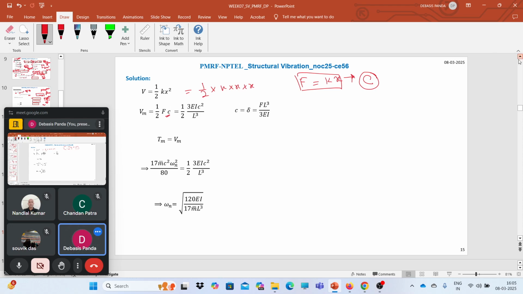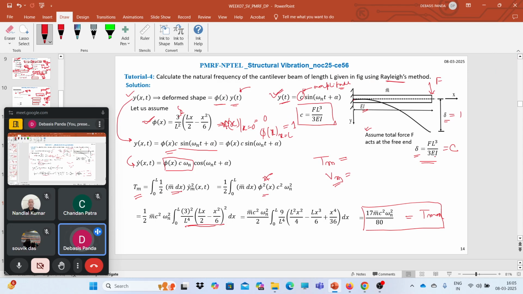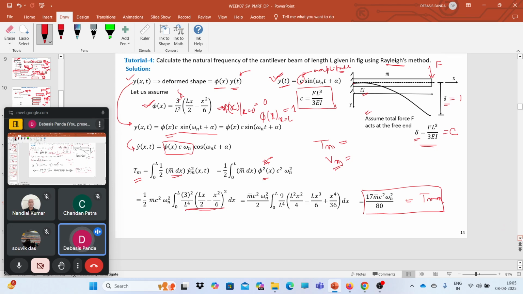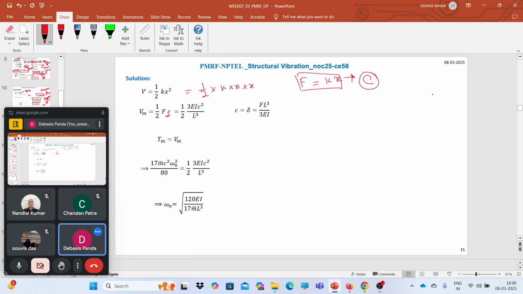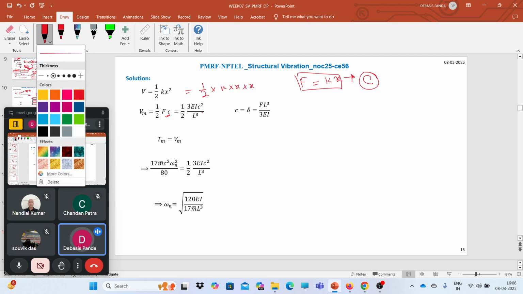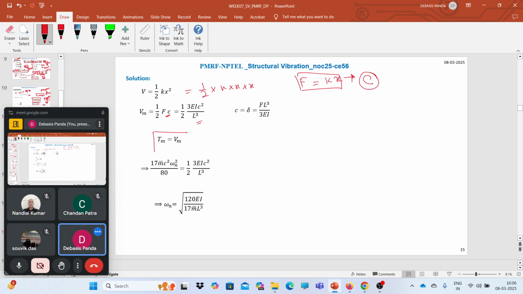Now already you have seen that maximum deformation at the free end will be FL cube by 3, and that is equal to my C. That means the amplitude of the displacement. Obviously, the maximum displacement will be from the static case. We can easily identify that the maximum deformation will be at the free end and the value will be FL cube by 3. So from here, now replace the value of F. So it will be half into 3 EI C square by L cube. Now equate Tm equals Vm. What we will be left with is omega n, the natural frequency of the system, which is nothing but 120 EI by 17 m bar L cube.